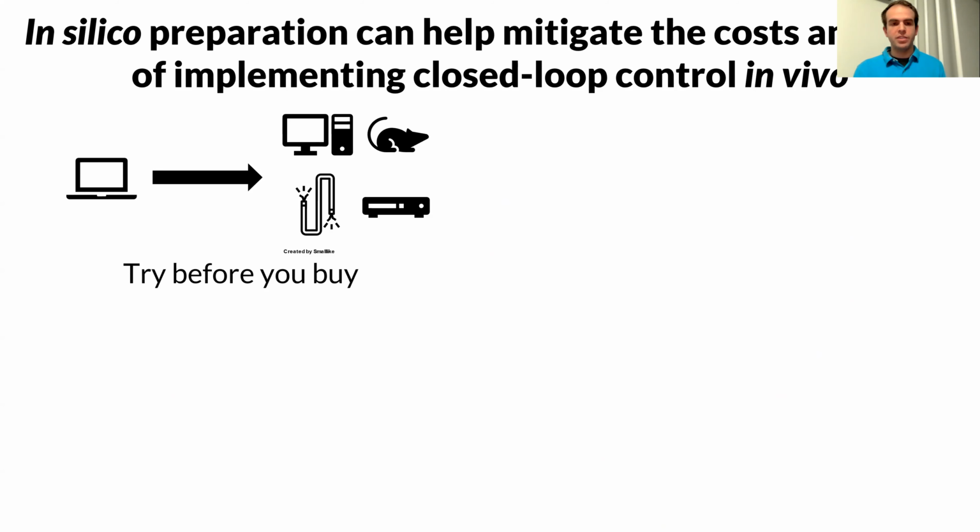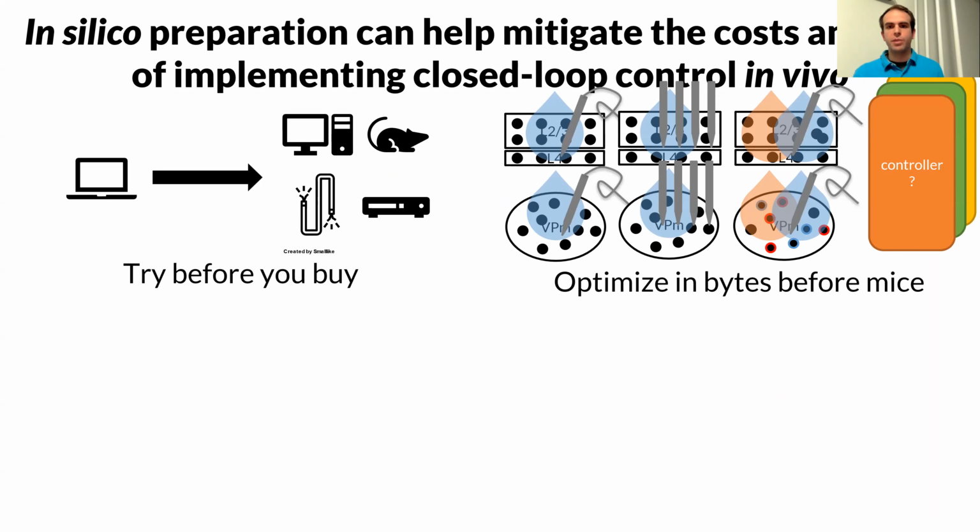First, in a simulation, you can get some idea if closed loop control is even necessary or helpful for the questions you're asking. If it is, then for any given experiment, you still have a lot of choices to make. How and where to stimulate, how and where to record, what algorithms to use.